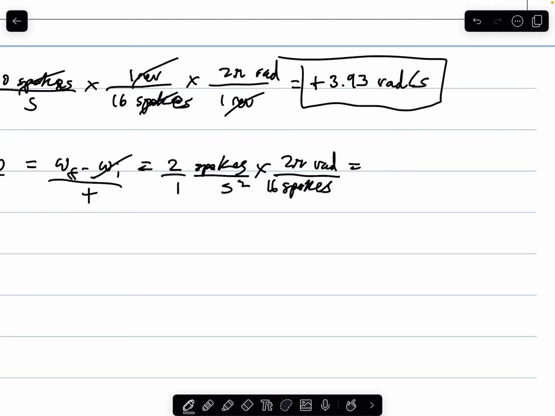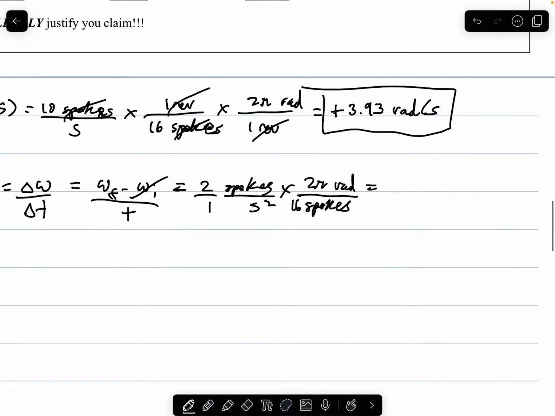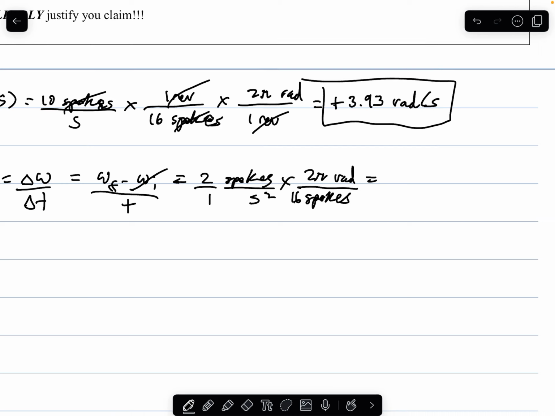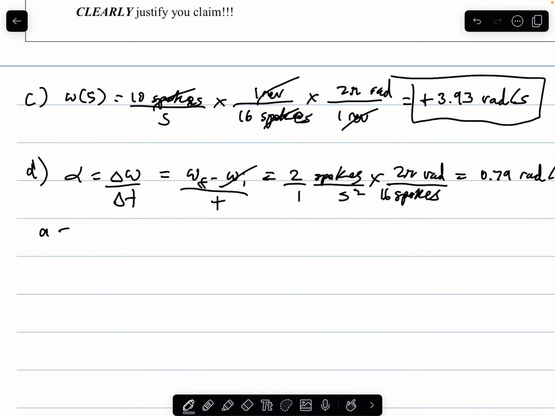So I just did the same thing I did before when I found angular velocity to change it to rad per second. When you do that, you're going to get 0.79 rad per second squared. And I know acceleration is radius times angular acceleration. So I just plug in the radius, which is 0.3 when you convert 30 centimeters to meters, and then angular acceleration is 0.79. So the acceleration is going to be 0.24 meters per second squared.